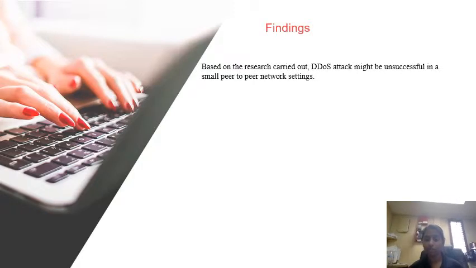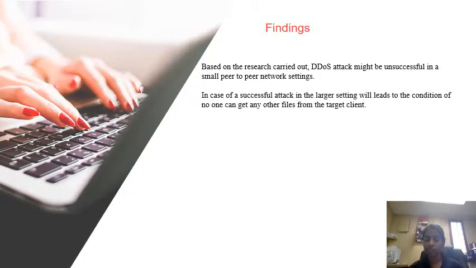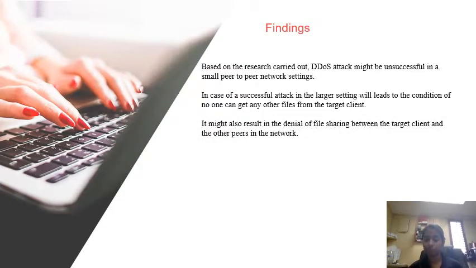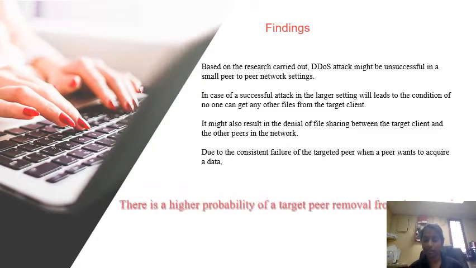Findings. Based on the research carried out, a DDoS attack might be unsuccessful in smaller peer-to-peer network settings. In case of a successful attack in larger settings, it will lead to a condition where no one can get any files from the target client. It might also result in the denial of service of file sharing between the target client and the other peers in the network. Due to the consistent failure of the targeted peer, when a peer wants to acquire data, there is a higher probability of the target peer's removal from the network.